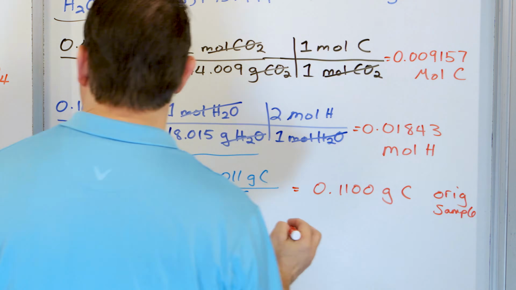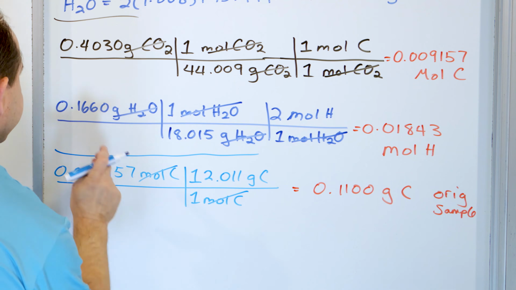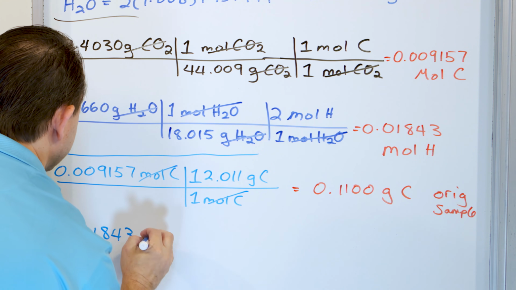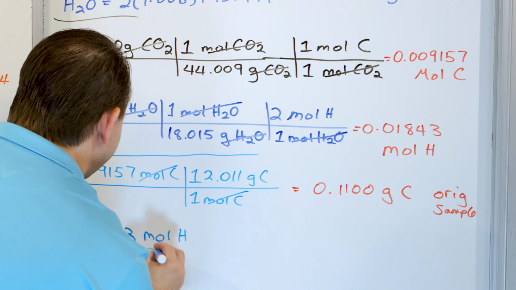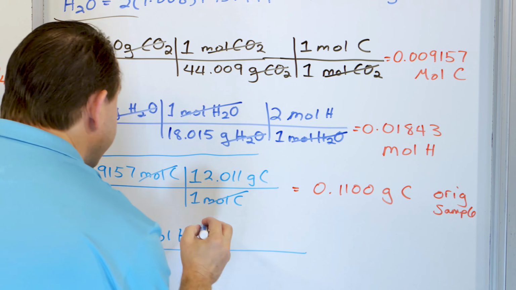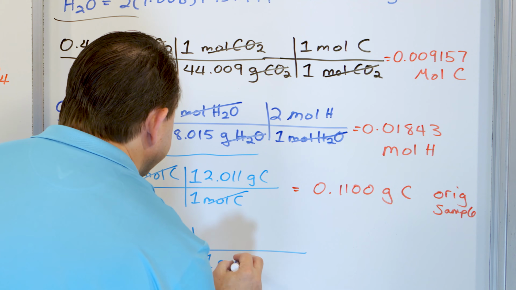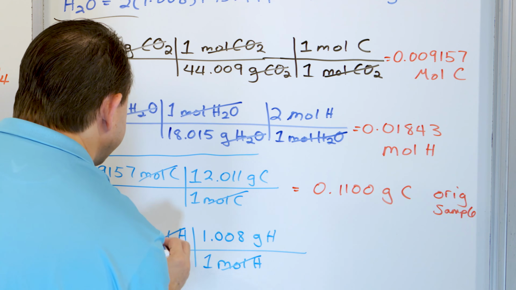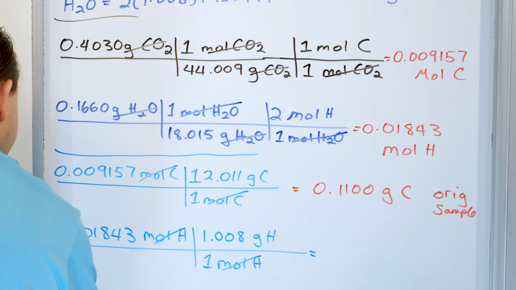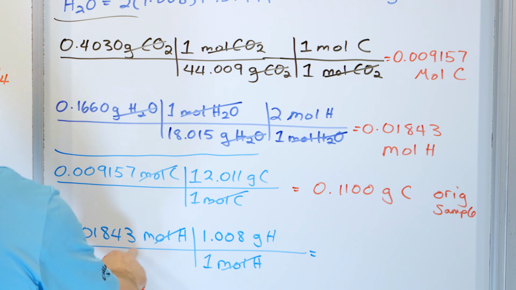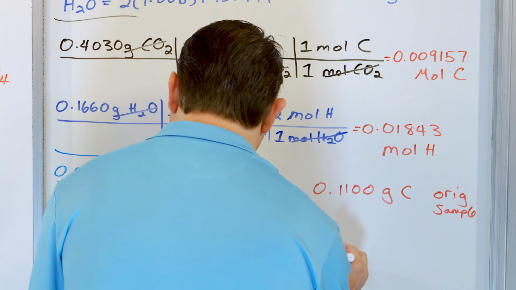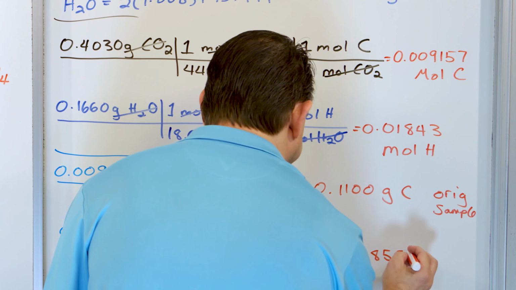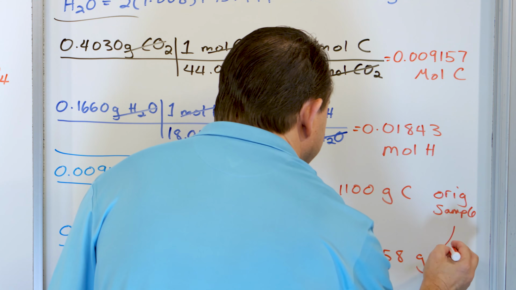Now let's do the whole thing again. So what we have here for the hydrogen is 0.01843 moles of hydrogen. We're going to convert that back into grams, right? So what we know is that 1 mole of hydrogen is 1.008 grams of hydrogen. Cancel, cancel. All right? And so if we take 0.01843 and we multiply by 1.008, what we get is 0.01858 grams of hydrogen in the original sample.